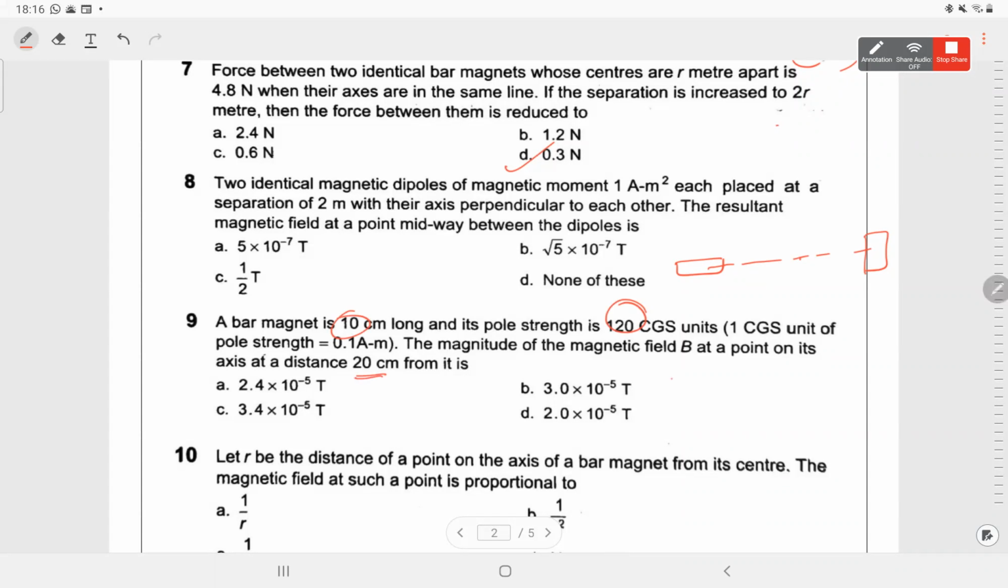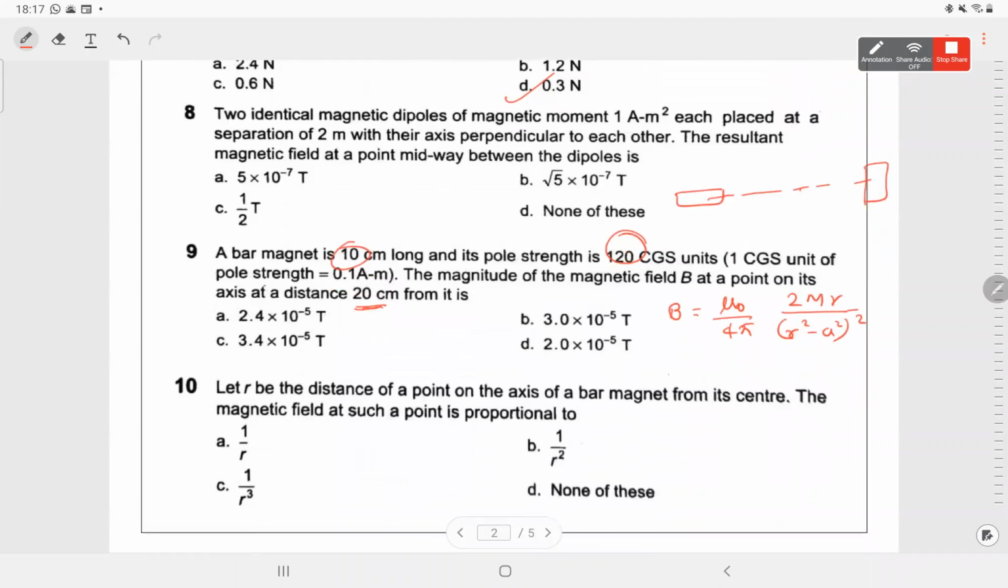So यहाँ पर हम actual वाला formula use करेंगे कि magnet 10 centimeter हम 20 centimeter पर ही calculate कर रहे हैं. So it is not for a short magnet. Mu naught by 4 pi into 2 mr by r square minus a square whole square.